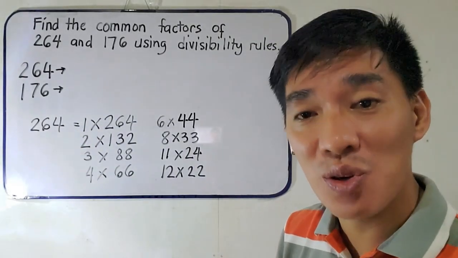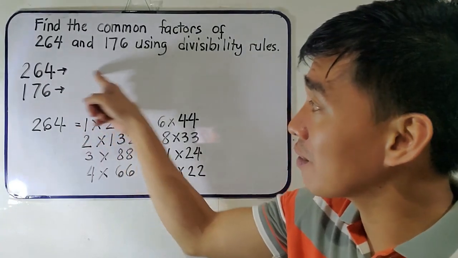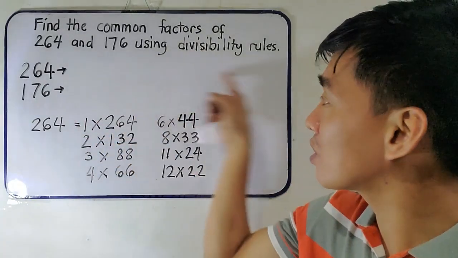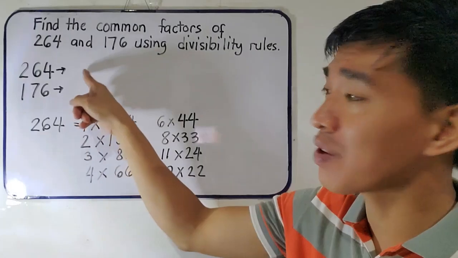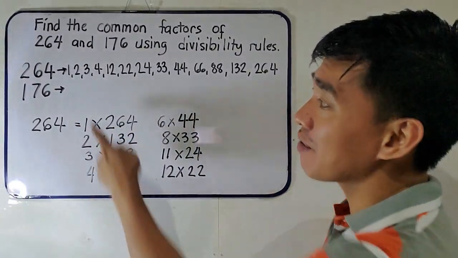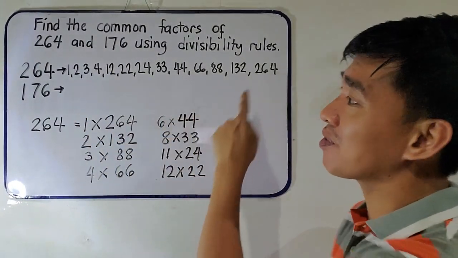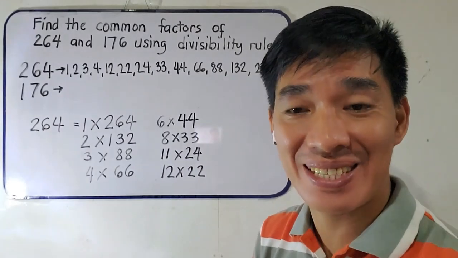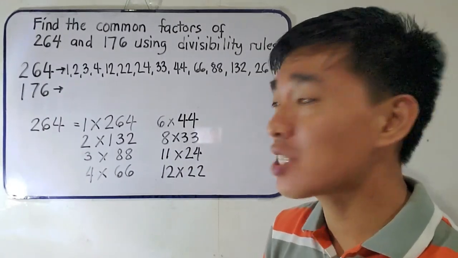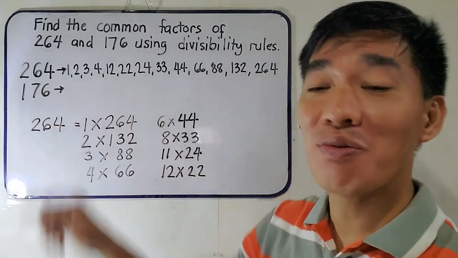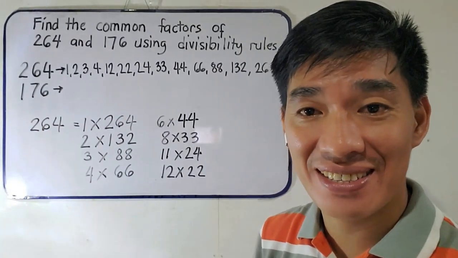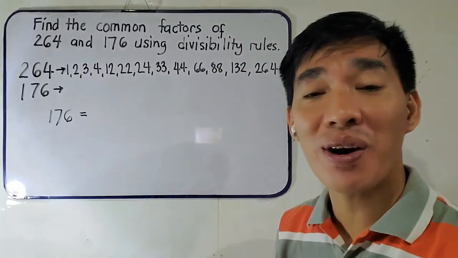So the next thing that you have to do is to write all the factors of 264 here. We already have here the complete factors of 264. And now, let's try to check what are the factors of 176. So, what are the factors of 176?